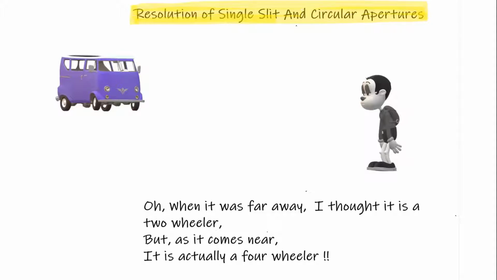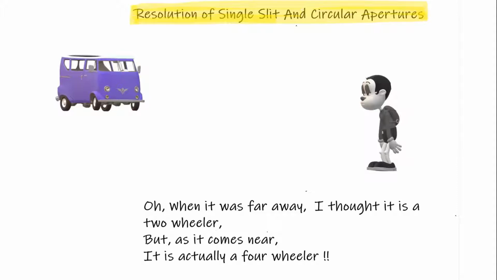Is it a defect of the human eye? No, it is not a defect of the human eye. Rather, it is the diffraction nature of light that has caused the image formation of the two headlights so that they will overlap. The images are overlapping on each other and it seems as if it becomes a single headlight.